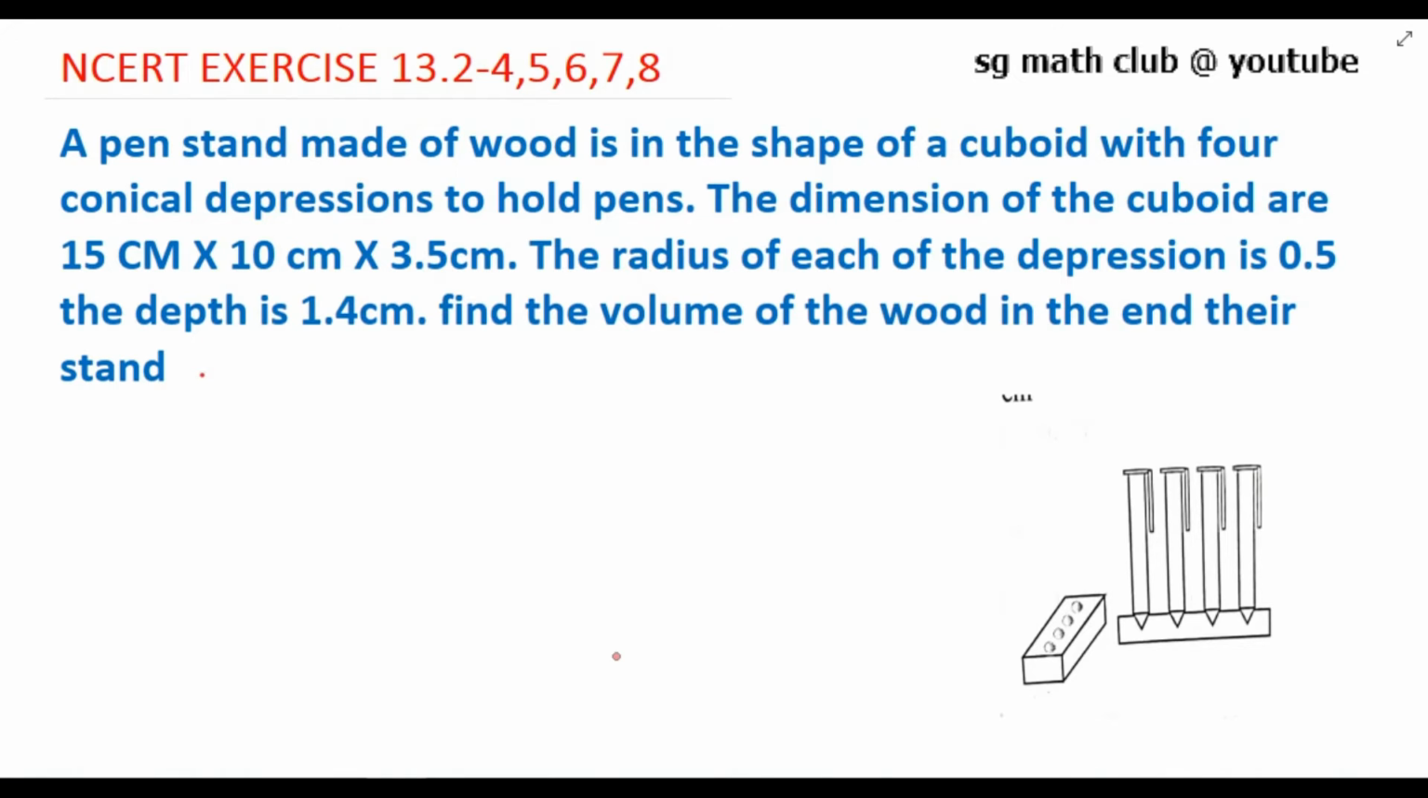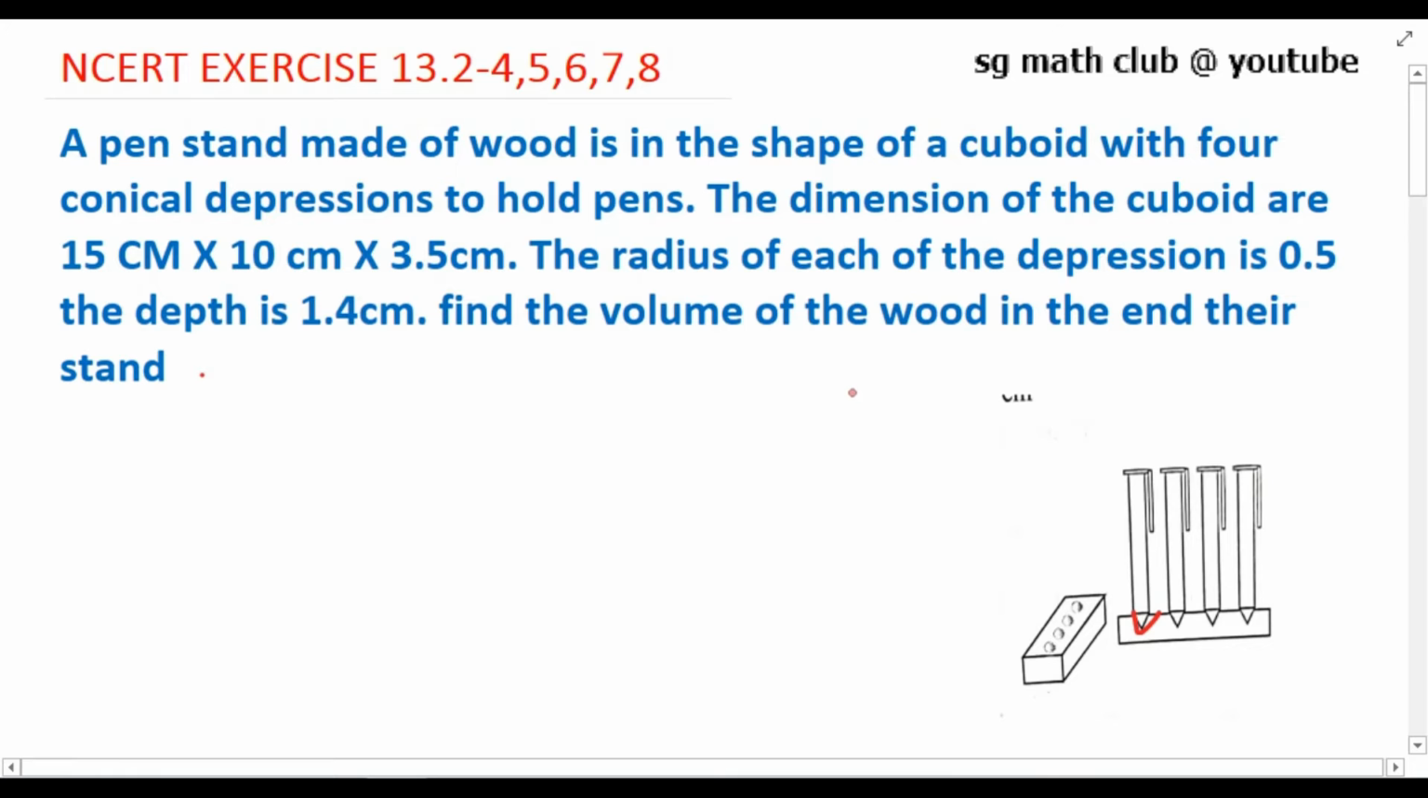We have already seen how to find the volume of a combination of solids. In today's video, we will do some problems based on that. First question: a pen stand made of wood is in the shape of a cuboid with 4 conical depressions to hold the pens. You can see here the conical depressions to hold the pen.